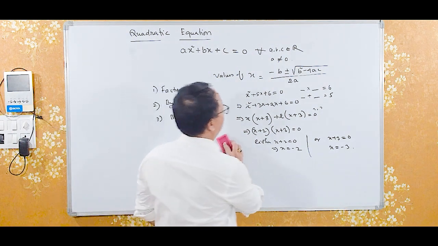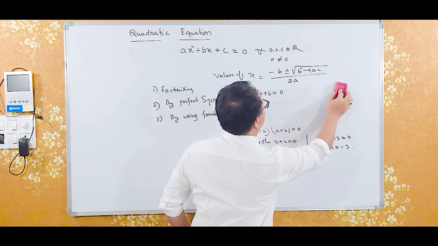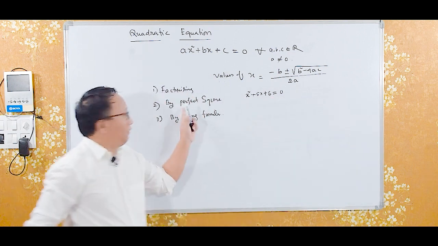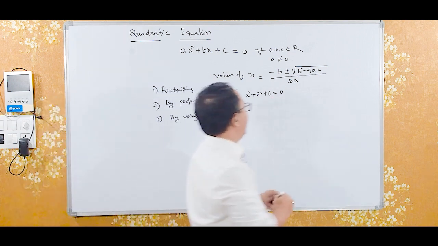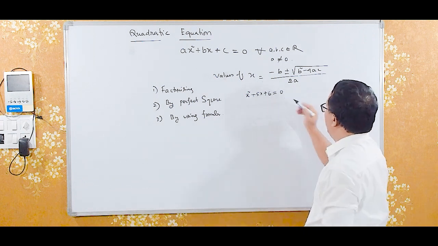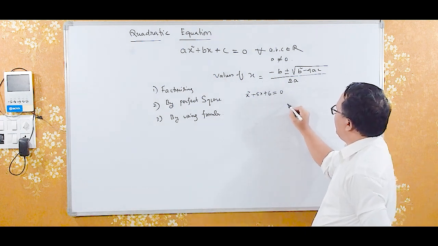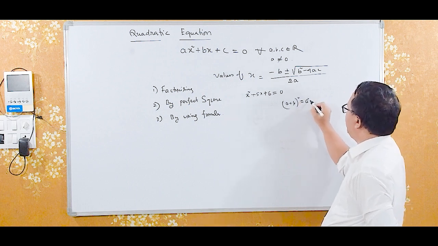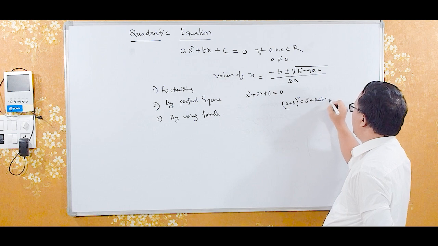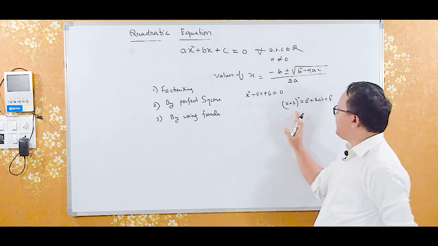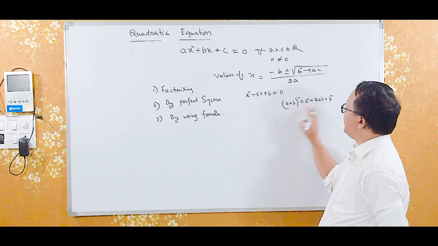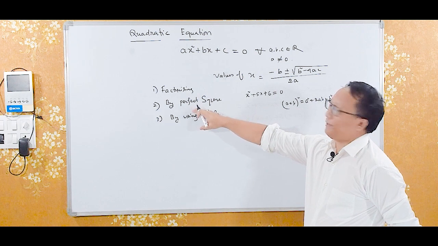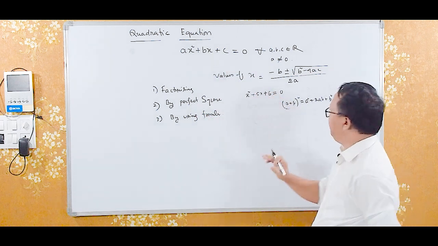Now I will keep the equation as it is over here. The perfect square method is very convenient. We know the formula (a + b)² = a² + 2ab + b². In standard form, we will mostly use (a + b)² or (a - b)² in the perfect square method for quadratic equations.